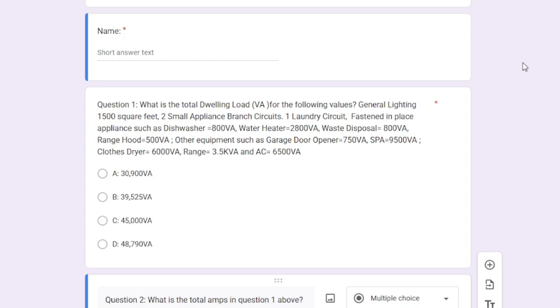Okay. So, like I said, I'll just narrate real quick through it as we read the question. What is the total VA for the following general lighting square footage? 2 small appliance branch circuits. Keep that in mind. 1 laundry circuit. Fastened in-place appliances.